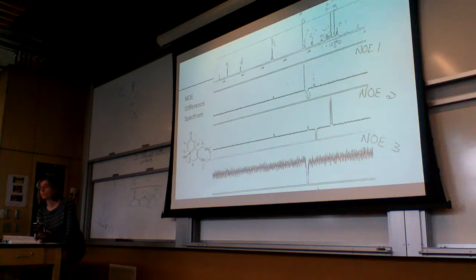Sheldon? So in NOE1, we're seeing I, J, looks like a bit of H. A little bit of H, yes. Why is C showing up, or is that P not?